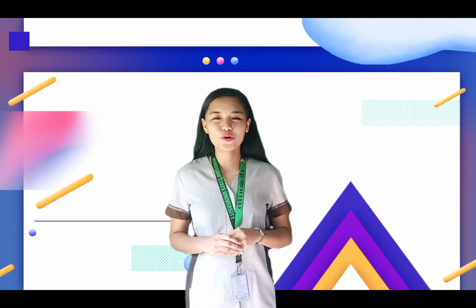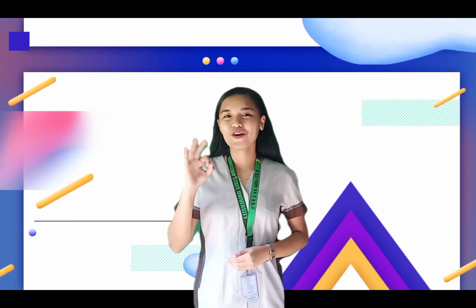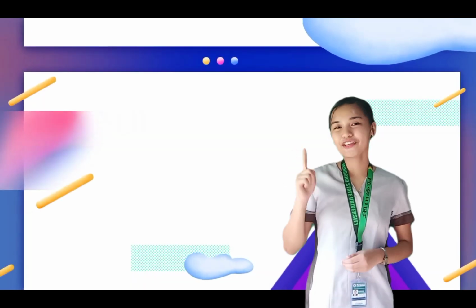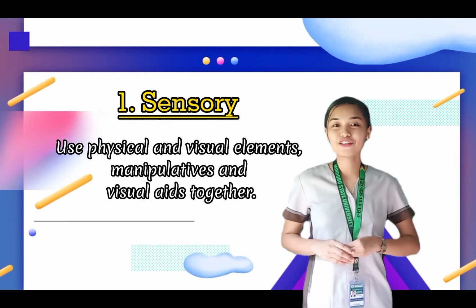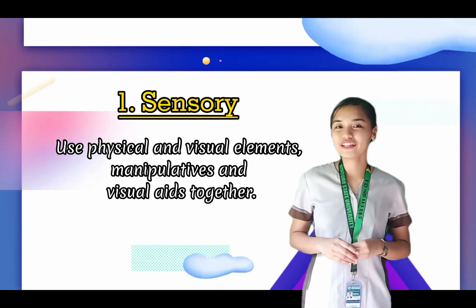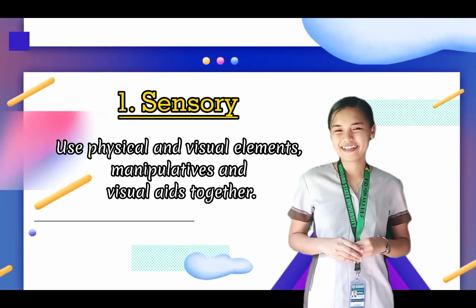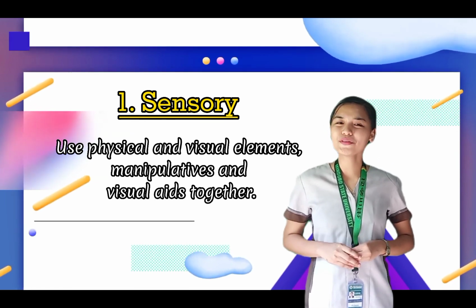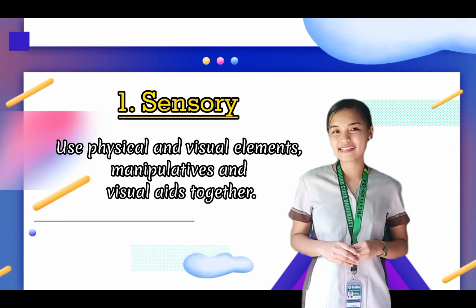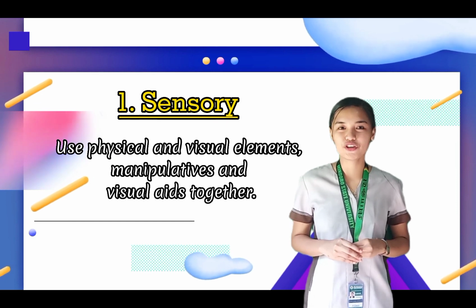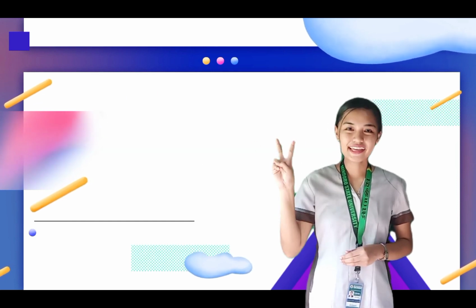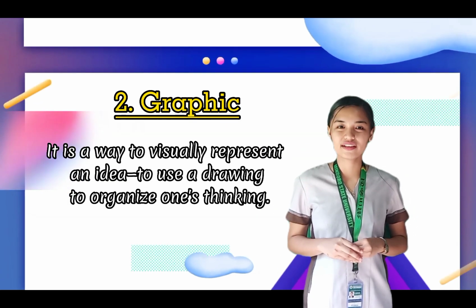Generally, scaffolding supports fall into three categories. The first category is the sensory. Sensory is the use of physical and visual elements, manipulatives, and visual aids together. Sensory scaffolding also includes modeling in front of the class, since images and gestures help paint a whole picture of the lesson. The second category is the graphic.